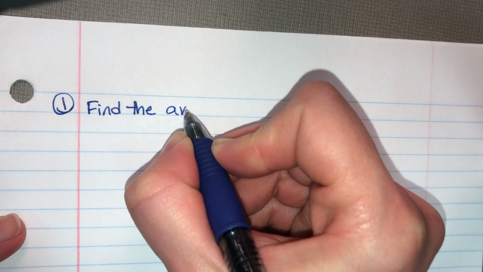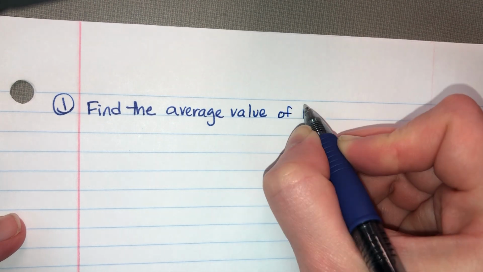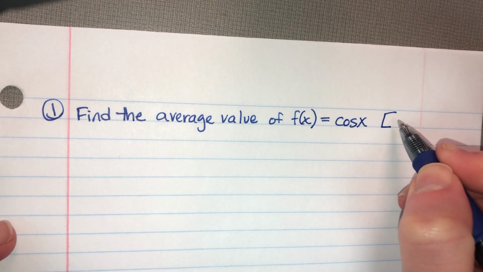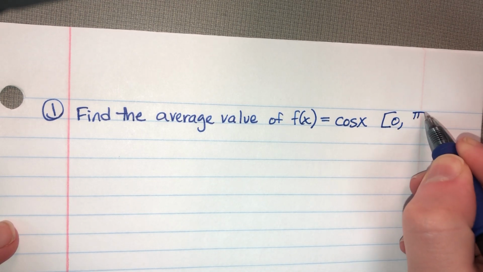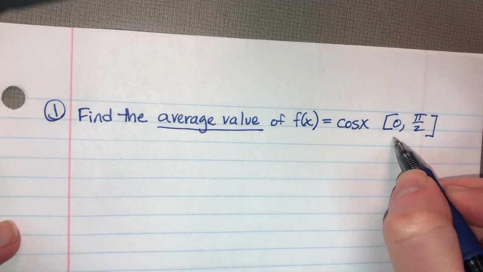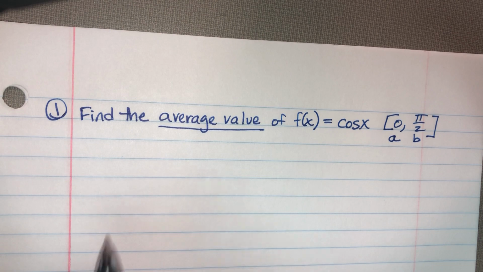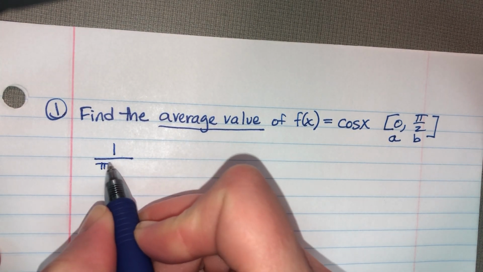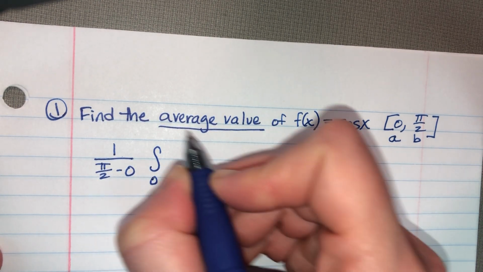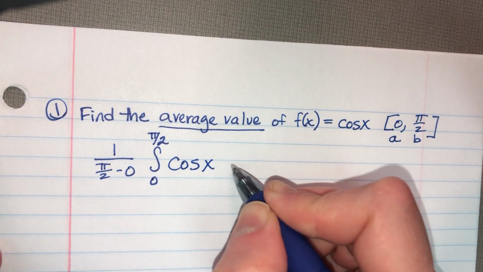So the first example I'm going to do with you is find the average value of f of x equals the cosine of x on the interval from 0 to pi over 2. So this is the average value note card. So this is my a value and this is my b value, and then I have my function f of x. So the way I do this is 1 over b minus a times the integral from a to b of the function f of x, cosine of x, dx.